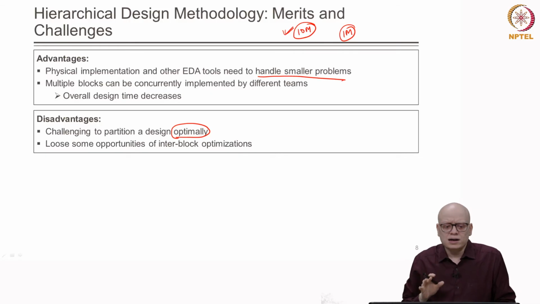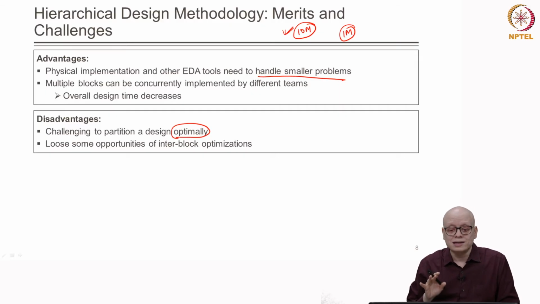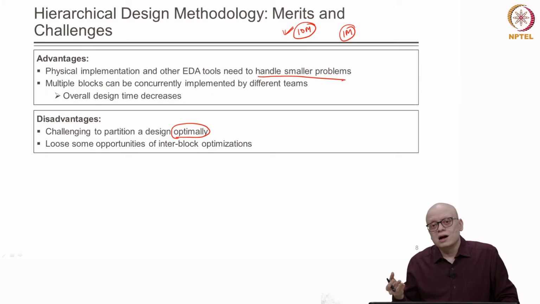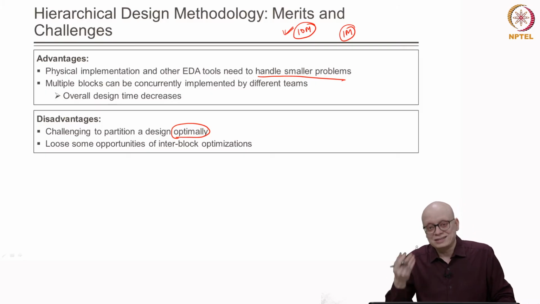Despite these disadvantages, for typical industry scale designs, we use hierarchical design methodologies because it speeds up our chip design process, and it becomes easier for the tool and also for designers.